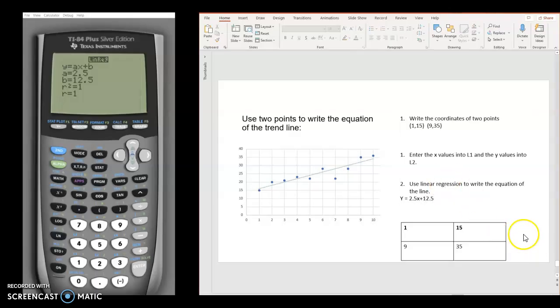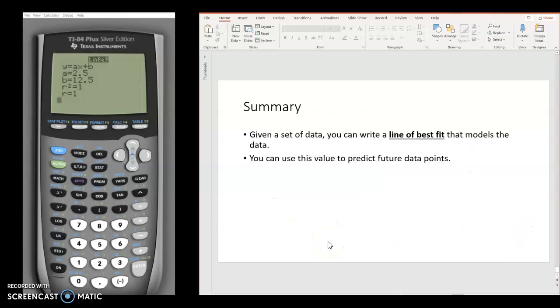So that's how you can use linear regression to write equations of lines if you have data points that are plotted like this. So remember, given a set of data, you can write a line of best fit that models the data, and you can use this value to predict future data points.